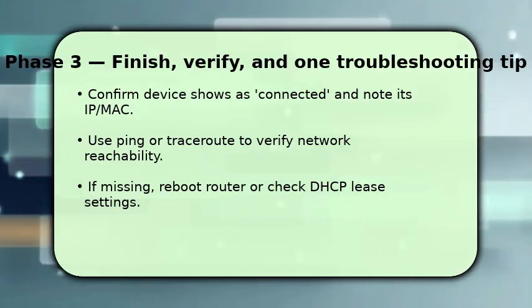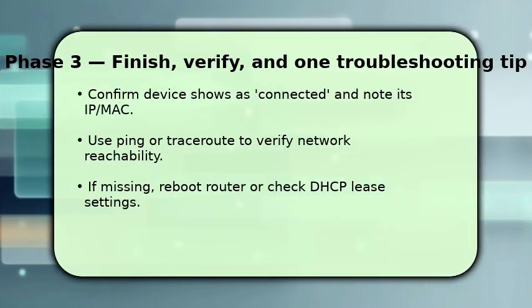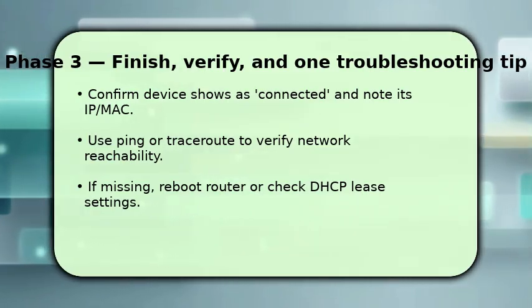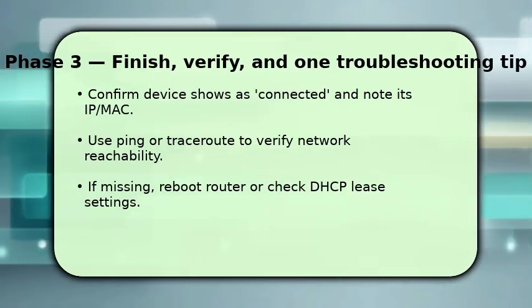This prevents confusion later. Then, make sure the device actually communicates by running a quick ping or traceroute from another device. This verifies reachability. If the device does not appear, reboot the router and the device, and check DHCP lease limits or MAC filtering. Often leases expire or filters block access.